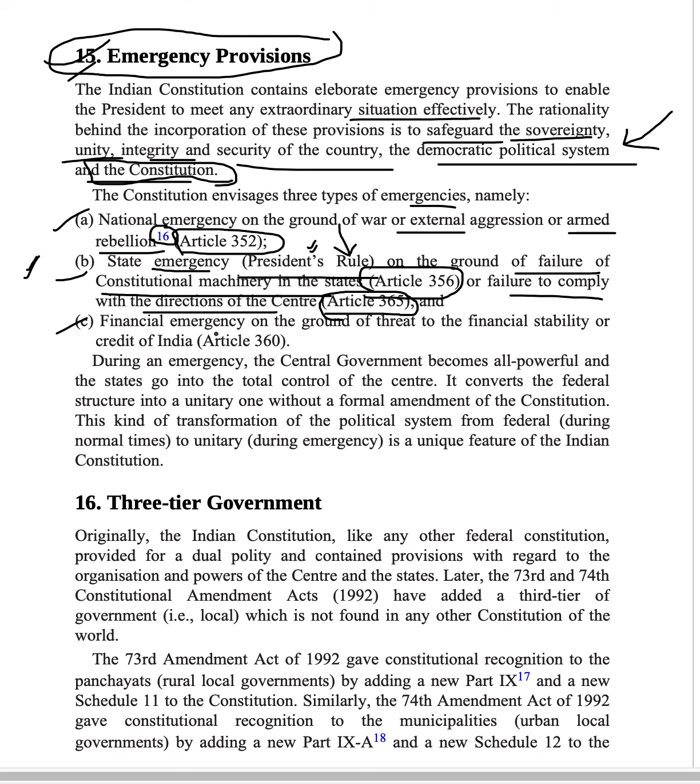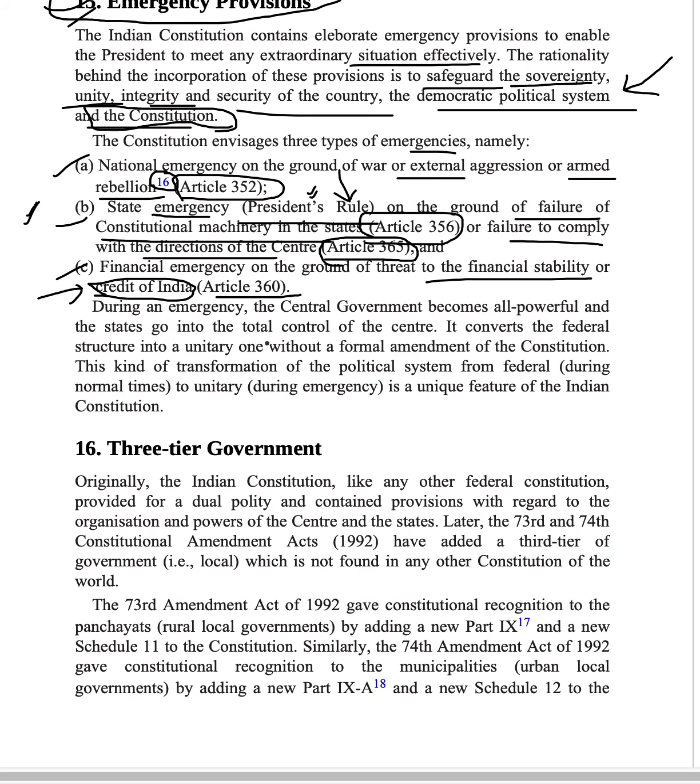Then third is financial emergency, on the ground of threat to the financial stability or the credit of India. So this is also very important. Although this financial emergency has never been implemented, it has been given under Article 360. So during an emergency, the central government becomes all powerful and the states go into total control of the center.